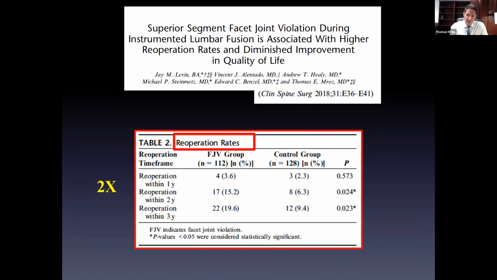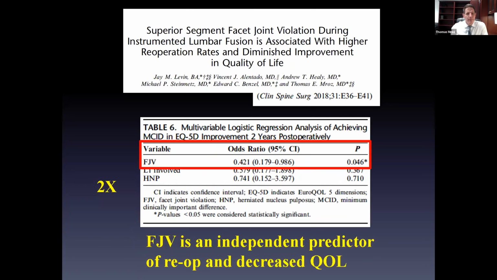So in other words, patients who had facet joint violations perceived their outcome to be inferior when we appropriately matched the patients according to comorbidities, the surgeries performed, et cetera. We also then looked at the reoperation rates between those that did and did not have facet joint violations. Looking at the second row down here, there's roughly 2 times the rate of reoperations in patients who had facet joint violations, of a variety of different grades. And so what we found through a risk analysis is that facet joint violation was indeed an independent predictor for reoperation and decreased quality of life in our cohort of patients.